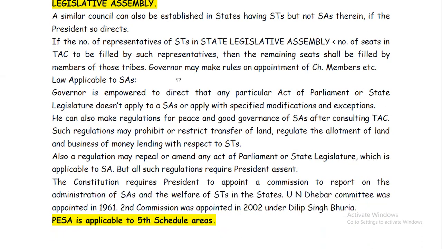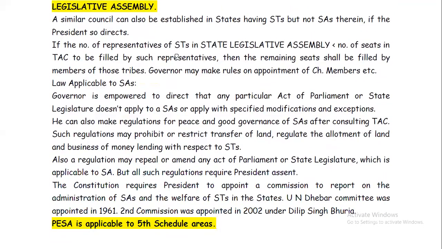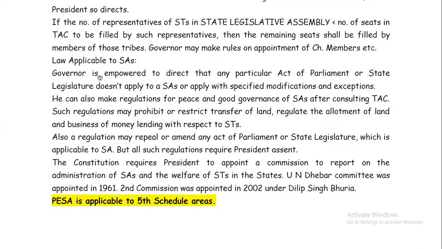If there are not enough representatives of STs in a state legislative assembly to fill the number of seats in this Tribes Advisory Council, then what happens? The remaining seats shall be filled by the members of those tribes. The Governor may make rules on appointment of the members. And what are the laws applicable to scheduled areas? The Governor is empowered to direct that any particular act of Parliament or state legislation does not apply to the scheduled areas or applies with specified modification and exception.